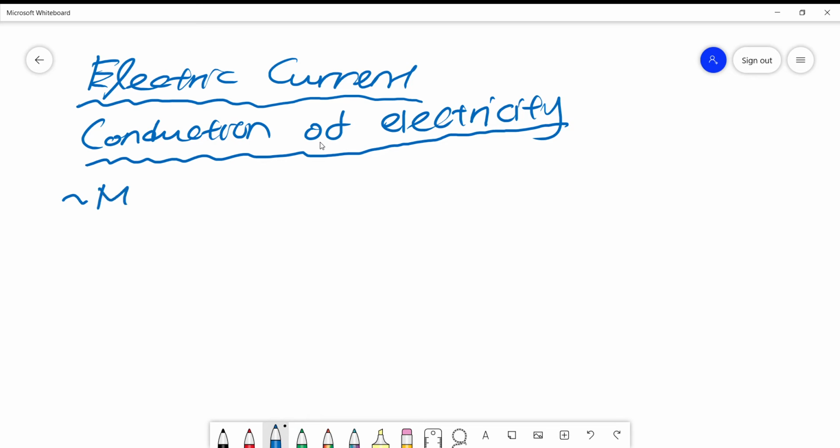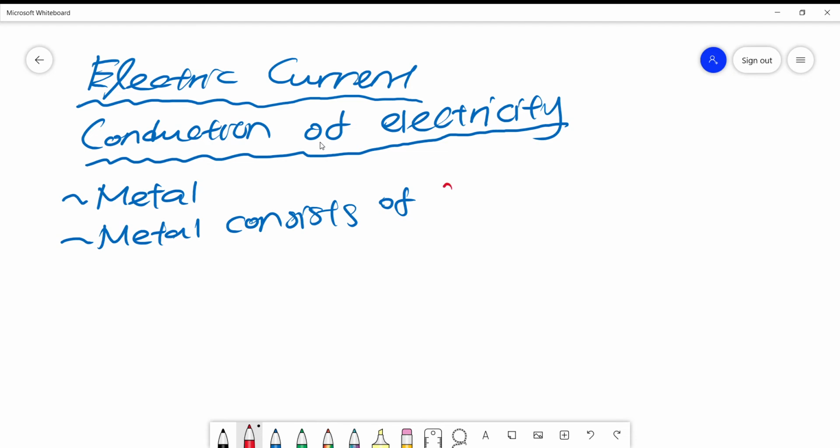As general knowledge, we all know that metal is a good heat conductor. This is because metal consists of free moving electrons. Free moving electrons decide that metals are good heat conductors. Free moving electrons will also decide that the metal is a good electric conductor.